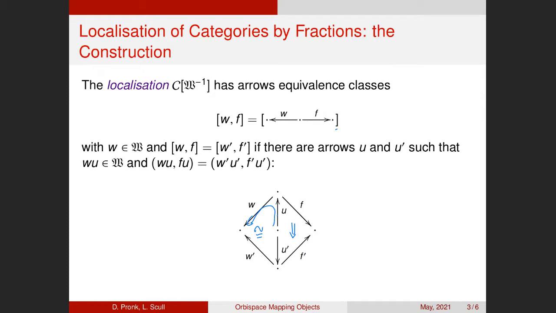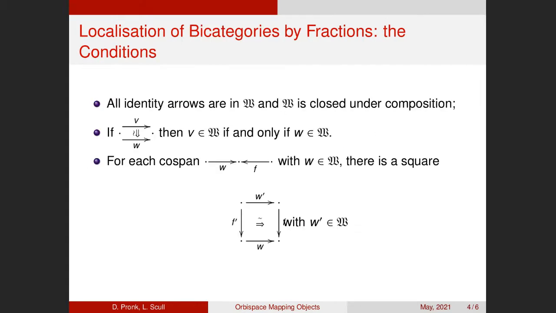We saw that for the localization of a category, we had the equivalence relation on the arrows. What we'll see in a moment for a bicategory is that the equivalence relation will be on the two cells. So first of all, what are the conditions? Still all identities in W, and W is closed under composition, except that this could be weakened. We also have to ask now that if we have two arrows that are isomorphic by an invertible two cell, then one is in W if and only if the other one is in there.